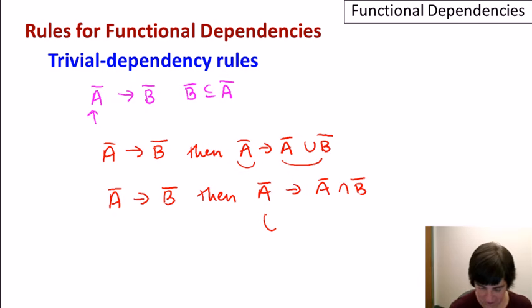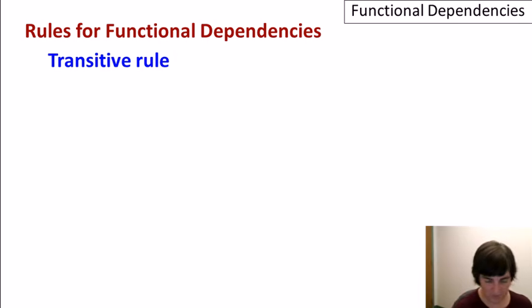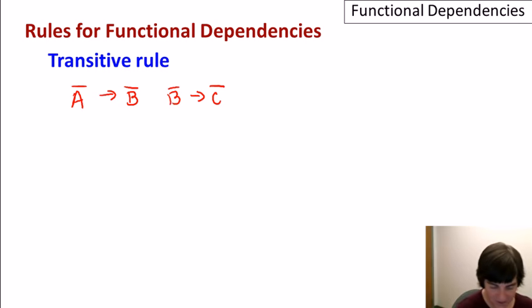Actually, this one is also implied by the splitting rule. So we have two different rules in this case that are doing the same thing. And finally, the transitive rule, which is the one we alluded to earlier. It says if we have A determines B and B determines C, then we have A determines C.